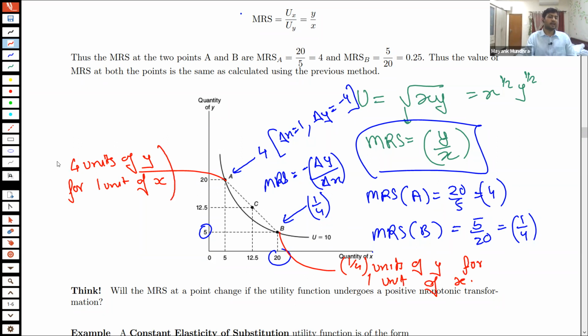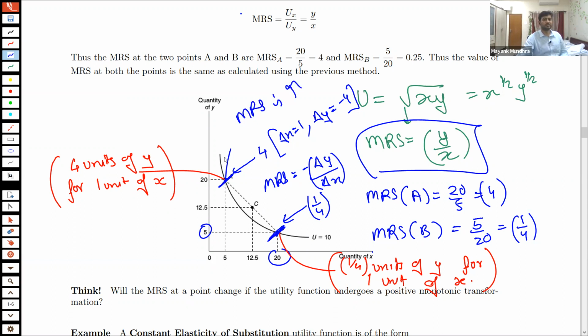So MRS can actually be defined as the amount of y that a person is willing to exchange for 1 unit of good x. And it is changing. Notice that it is 4 here and it is 1 by 4. So MRS is higher here.